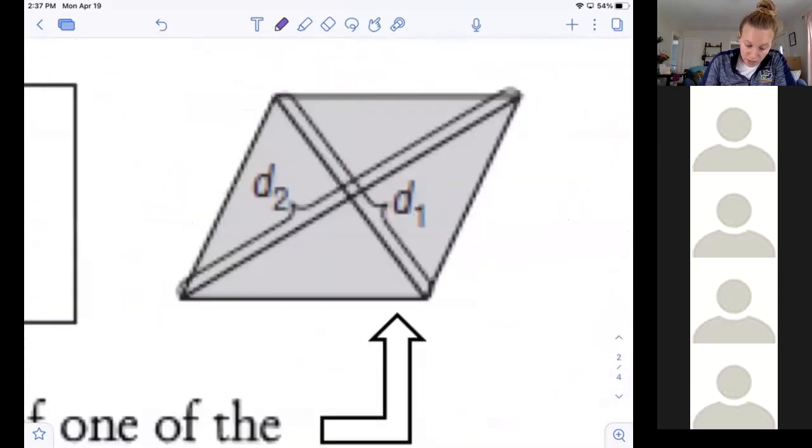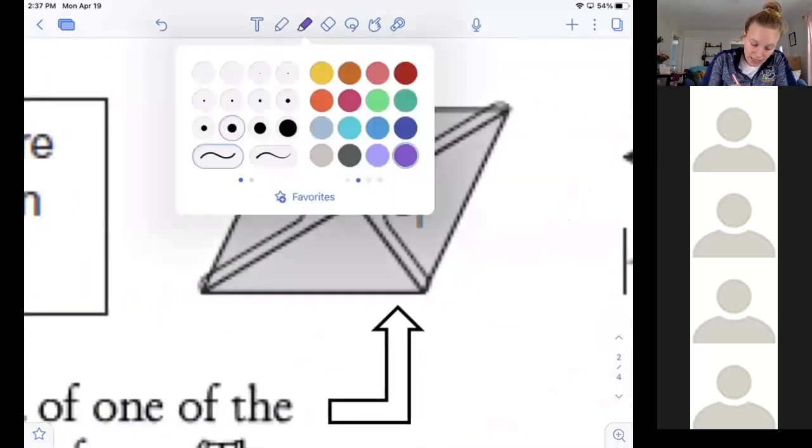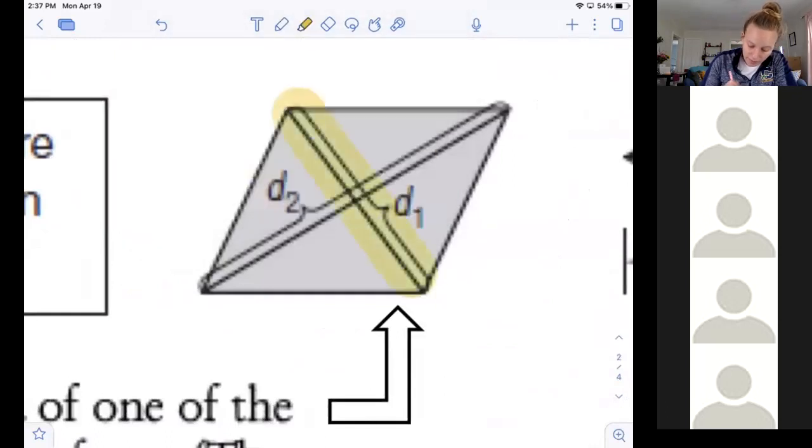So if I go look at this picture, I've got my diagonals. Diagonal 1 goes from one corner to another. Diagonal 2 goes from the other 2 corners across from each other. It's the entire length, not just to the halfway point, the entire distance.